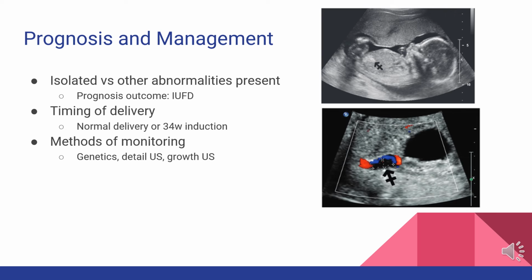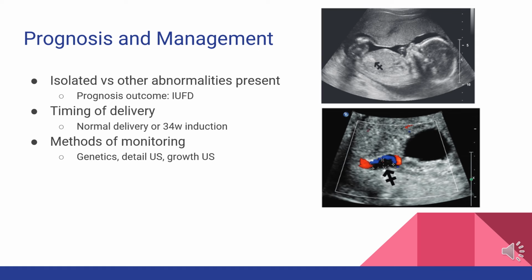Management of FIUVV includes timing of delivery and monitoring during pregnancy. Studies suggest isolated FIUVV diagnosis can lead to safe delivery with no preterm labor induction, and other studies suggest considering early delivery at 34 weeks gestational age. Methods of monitoring include genetic testing, the detail ultrasound, and growth ultrasound.